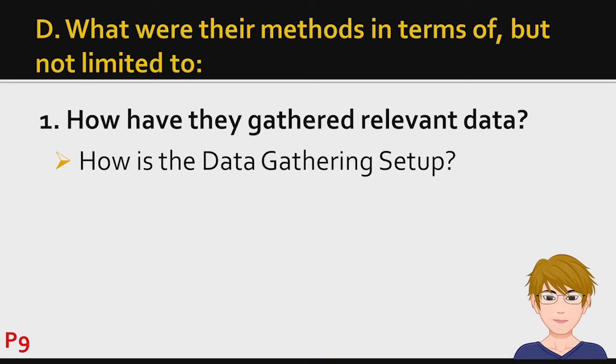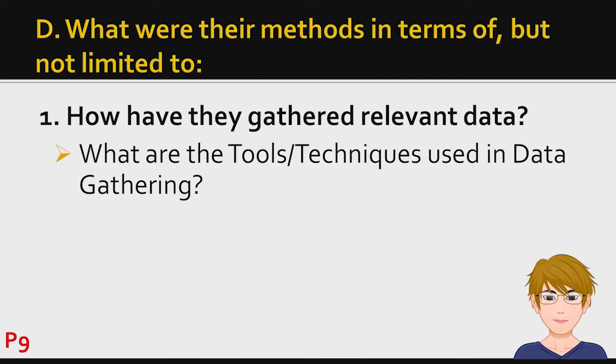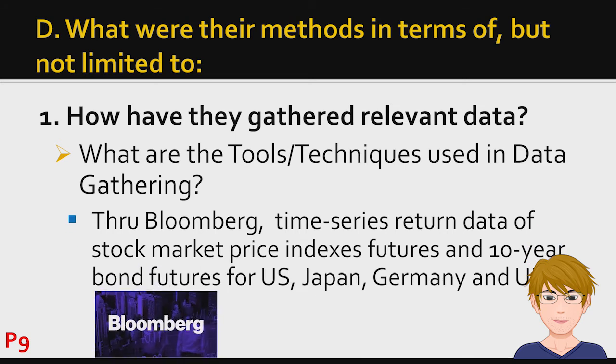So how is the data gathering setup? So through Bloomberg, time series return data of stock market price indexes, future and 10-year bond future for US, Japan, Germany, and UK. So it is also from Bloomberg. So what are the tools and techniques used in the data gathering? So through Bloomberg, again, the time series return data of stock market price indexes, future and 10-year bond future for US, Japan, Germany, and UK.